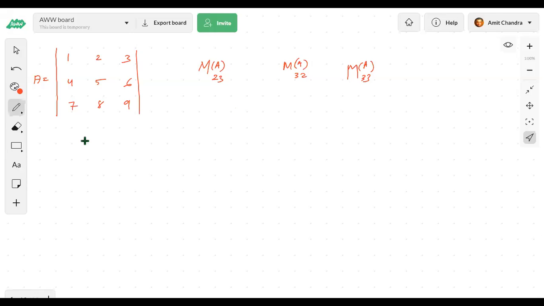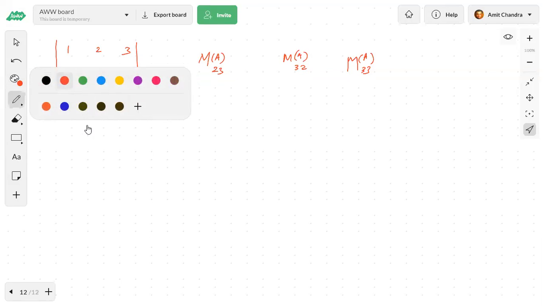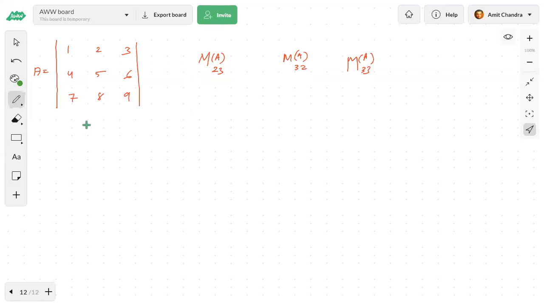I'm getting answers, -6. Okay, so let's see. First we have to find M23. For this one, this is element A23, so I will remove this row and this column. So this is 1 into 8 minus 7 into 2. So this is 8 minus 14, which is minus 6.